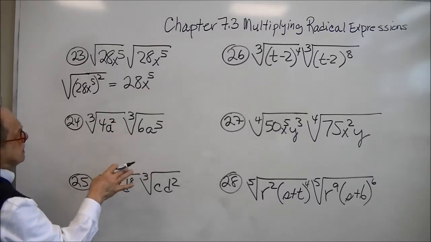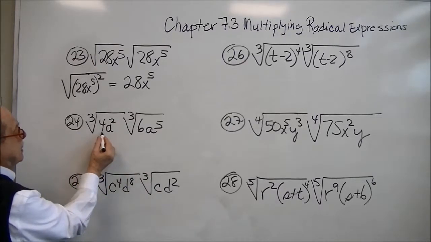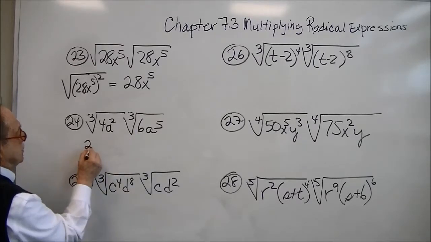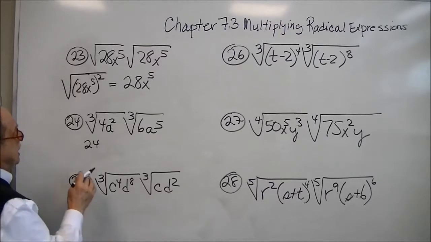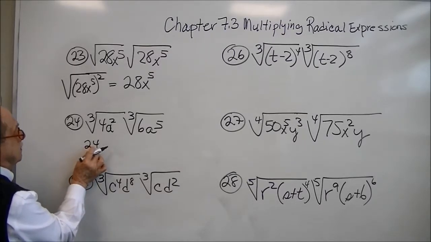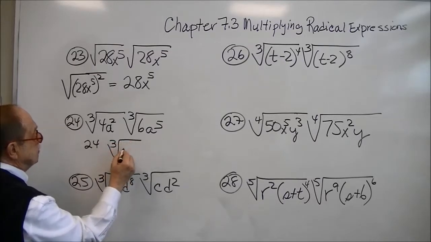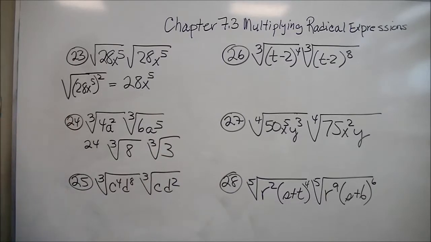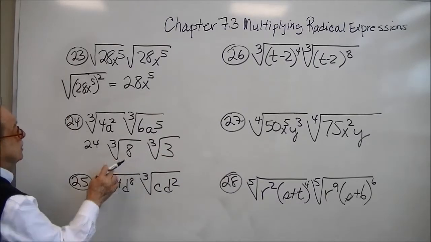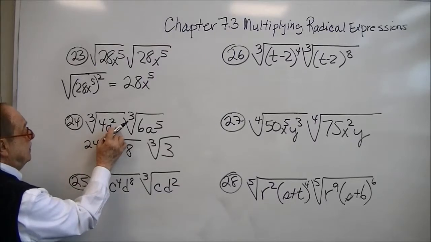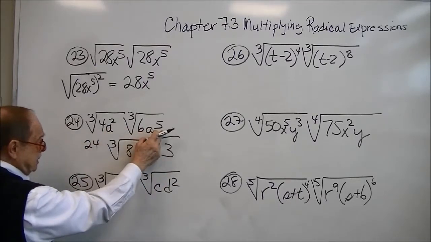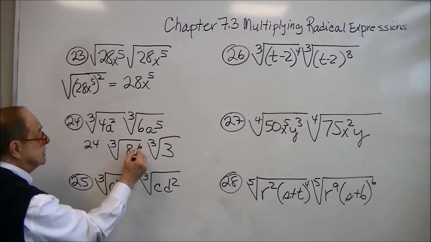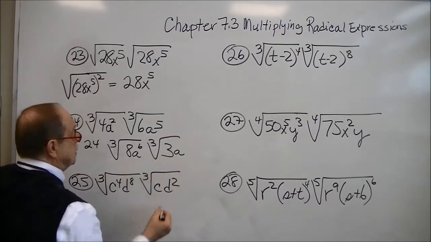In number 24, it takes a little bit of thinking about it. 4 times 6, that's 24. And there's a couple of ways to do it. Now, factors of 24 are 8 and 3. 8's our perfect cube. And then we're going to have a to the 7th. So a perfect cube factor would be a to the 6th with an a left over.